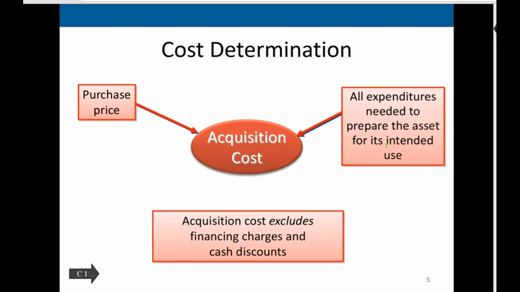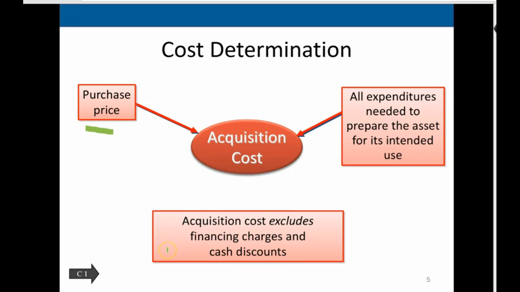Obviously, when we buy equipment or we buy a building, the purchase price is going to be what we enter as the cost. So if we bought it with cash, credit cash, decreasing cash, debit the asset. If it was a building, we debit the building. But notice that there could be a lot of different things in the building as well, that we'll talk about the specifics of the building and we'll talk about the specifics of equipment, but all expenditures needed to prepare the asset for its intended use will also be included in the cost. So we'll talk about some specific examples of that.